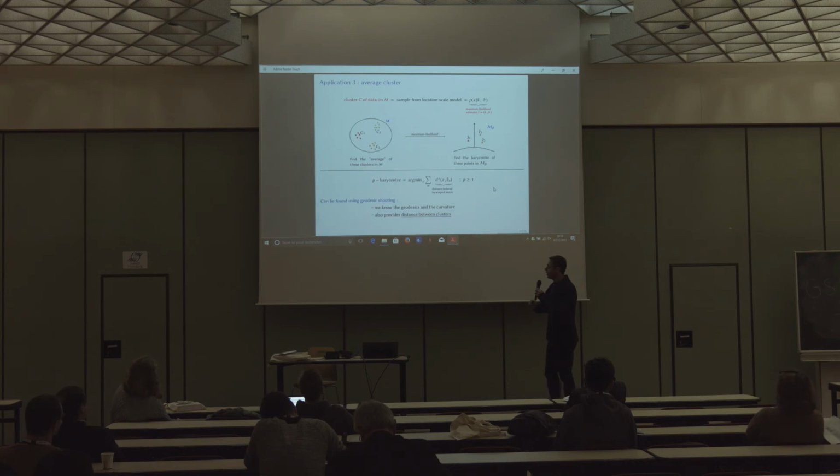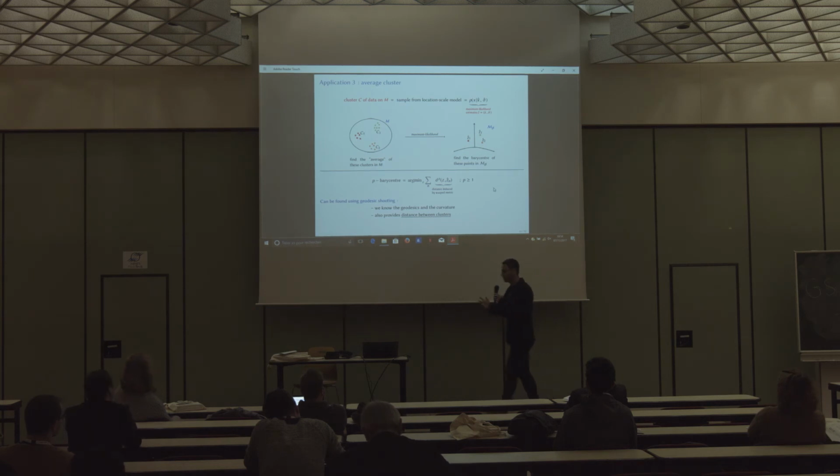We can solve this numerically thanks to geodesic shooting. Remember, I have shown you we know how to solve the geodesic equation for initial conditions. We don't know how to solve it for boundary conditions, but we circumvent this by implementing the technique of geodesic shooting, because luckily we know geodesics and we know curvature. So we have no problem in solving this kind of problem, the average cluster, or in finding the distance between clusters, using also the geodesic shooting technique.